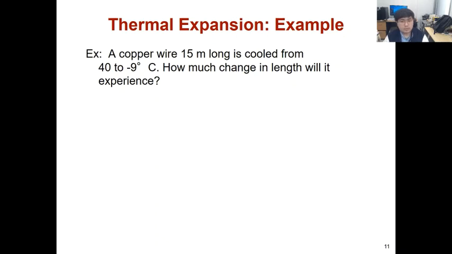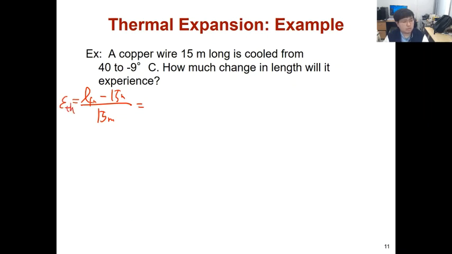So let's check an example. A copper wire, which is 50 meters long, is cooled down from 40 Celsius to -9 Celsius. How much change in length will it show? Let's discuss in detail. The initial length is 50 meters, but we do not know the final length. This is a thermal strain.